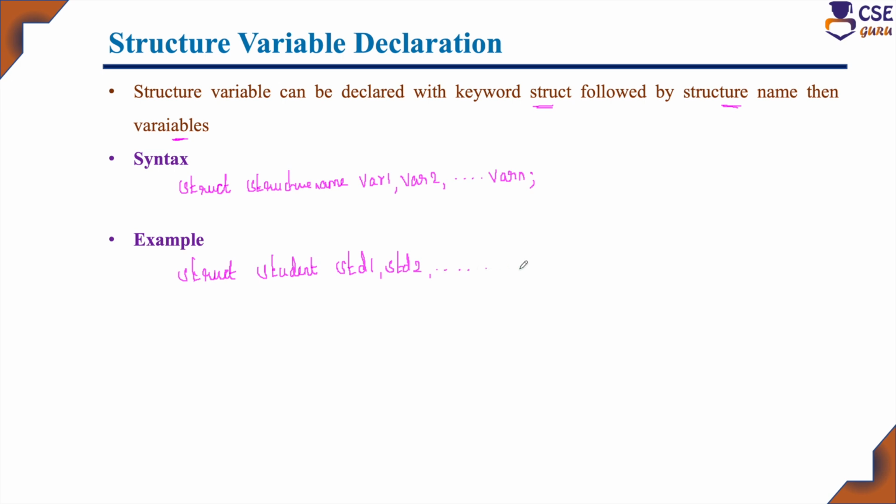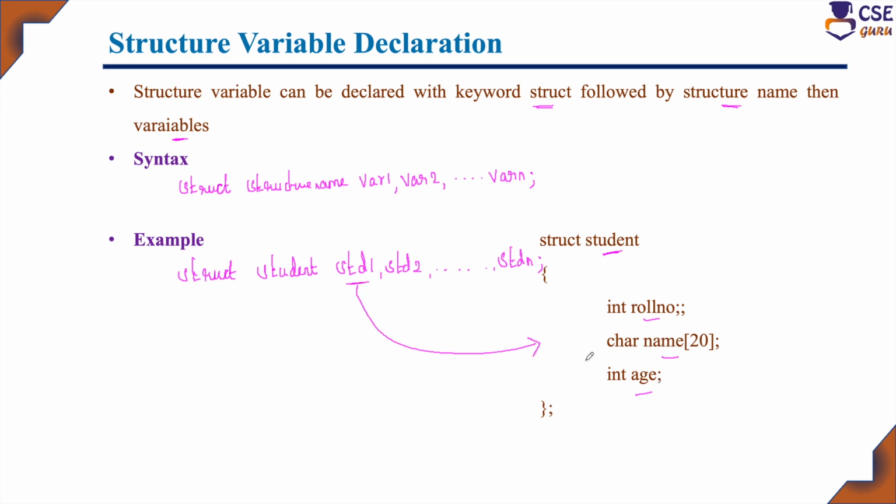Likewise, for any number of students you can use this structure up to n, and it should end with a semicolon. So what is the purpose? For example, this is the structure declaration, and for every student we are going to store roll number, name, age. For student 1 we will store roll number, name and age. Student 2 we will store roll number, name and age. Likewise, for any number of students we can store these variables.